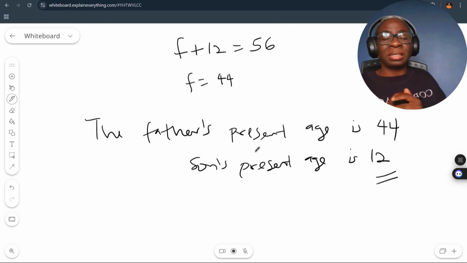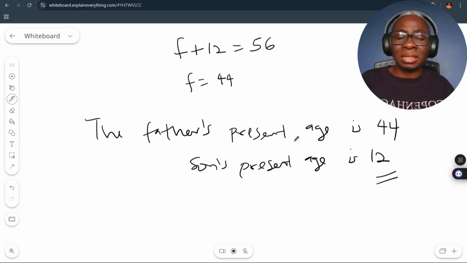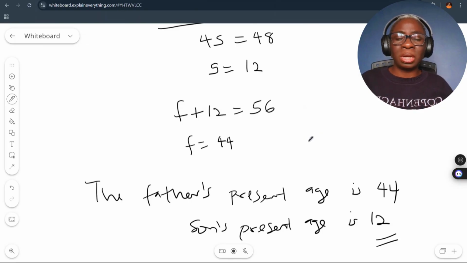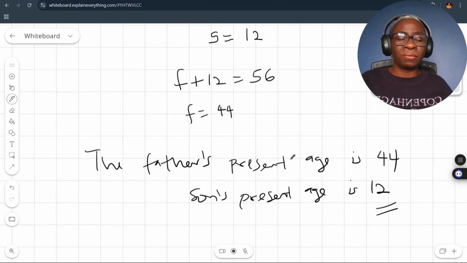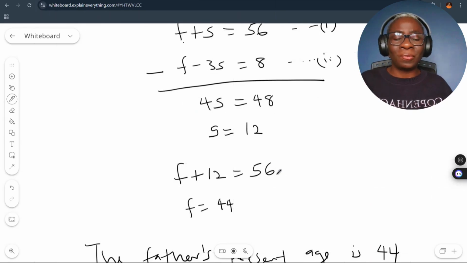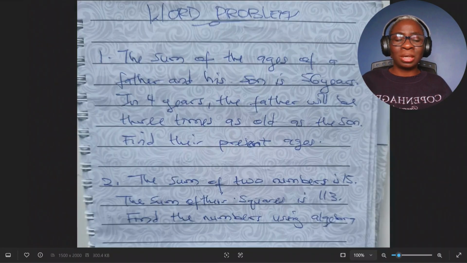The father's present age is 44 and the son's present age is 12. To confirm that your answer is correct, you can put 12 and 44 into either of the equations. 12 plus 44 is 56. If you put it in equation 2 also, 44 minus 3 times 12. 3 times 12 is 36. So 44 minus 36 would give 8. And then you can confirm that your solution is correct.